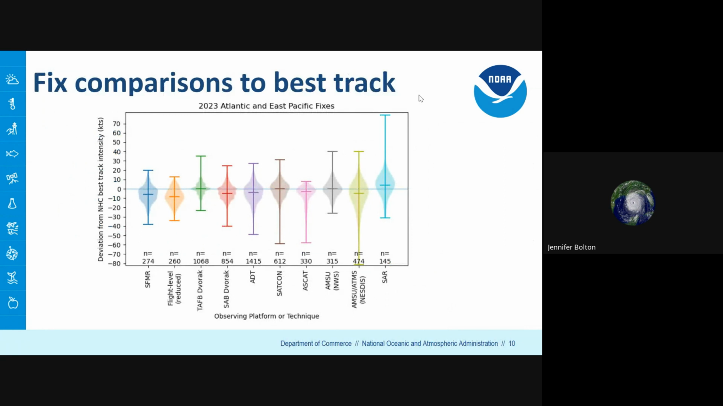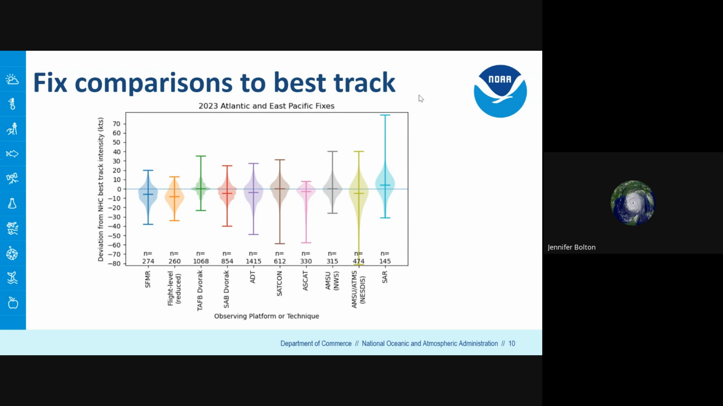So yeah, next slide. So I took all the FDECs that we have from 2023 with the fixes from the various platforms that we can get observations from and calculated the deviation from what NHC carried in the best track intensity, that's on the y-axis, with the deviation being in knots. So anything below the 0 line means that the observation suggested the intensity was lower than what we carried. Anything above means higher. And these are violin plots showing the distributions, and the line in the middle is the median, and the top and bottom are the extremes. So mainly focusing on the distribution, these observations tend to center around where we carry the best track.